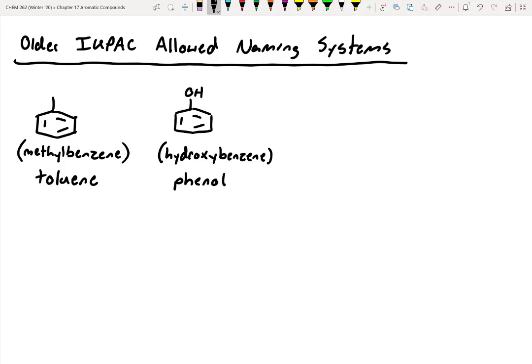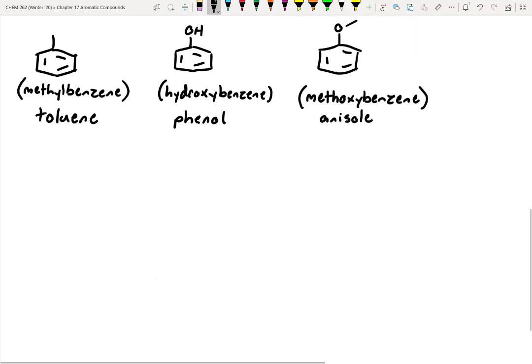Let's do another one. What do you think IUPAC wants us to name this ether? I would say methoxybenzene. Some people would say methylphenyl ether, but methoxybenzene is probably a little easier to explain to somebody. However, most chemists don't call this methoxybenzene. Instead, they call this anisole. So that's usually the preferred name for that molecule. All right, let's do a handful of others.